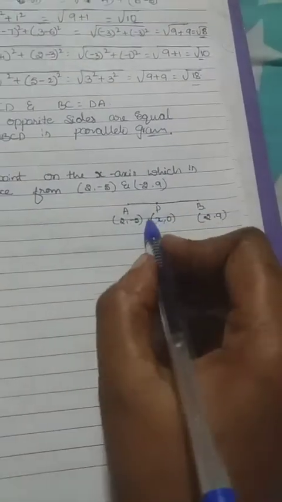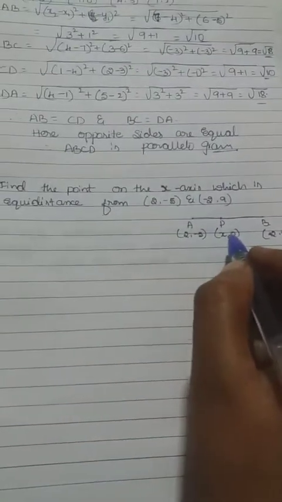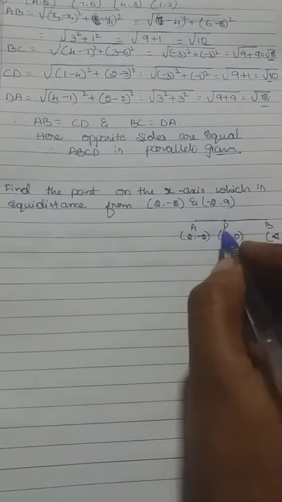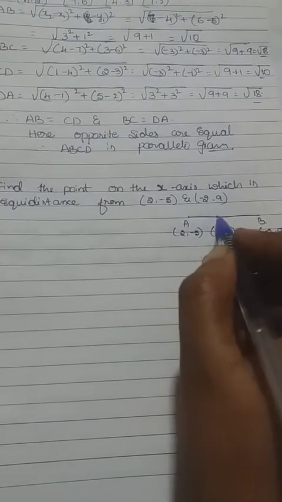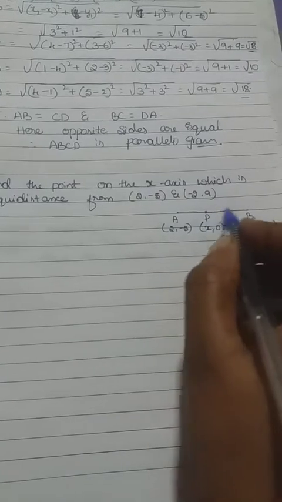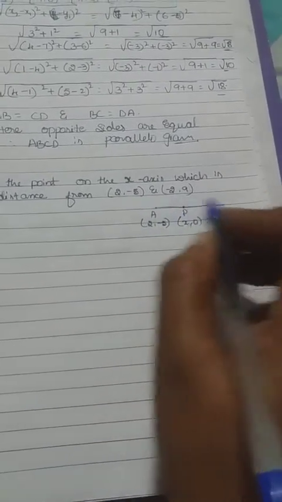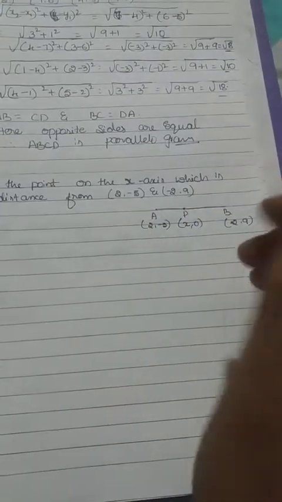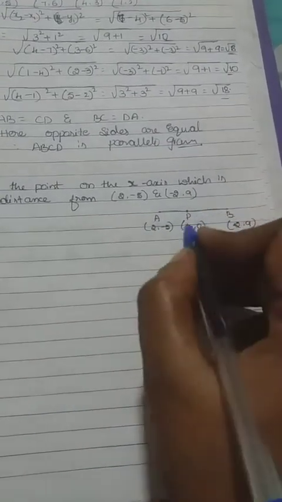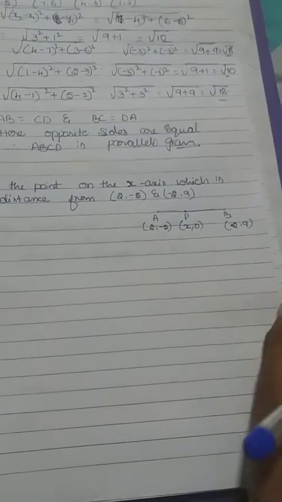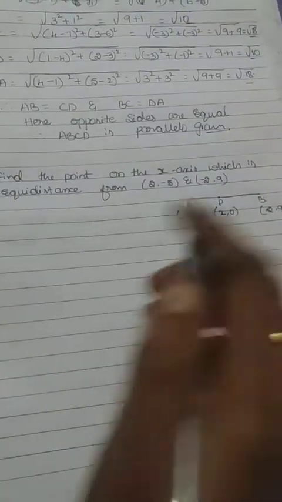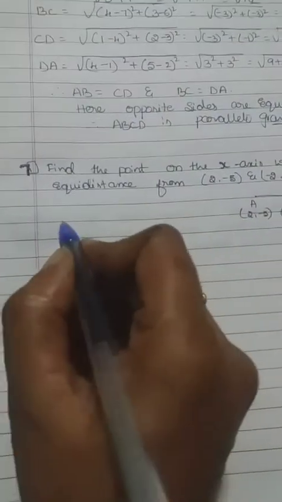So we don't know the point P on the x-axis. From there, it is equidistant from both A and B. I mean AP equal to PB. Equidistance in the sense AP equals PB. So we want to find the value of (x, 0). So let's calculate now. First we have to take PA here.